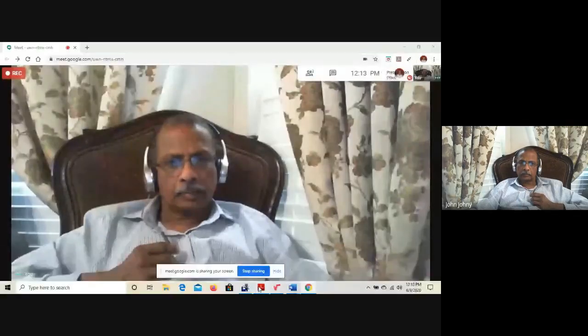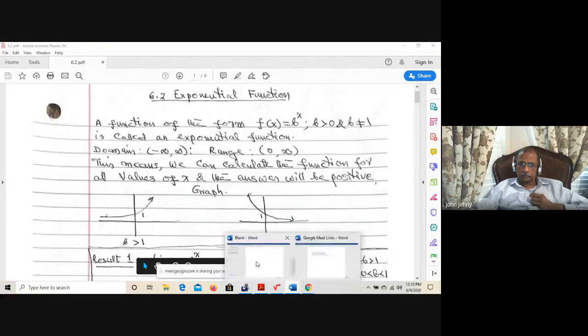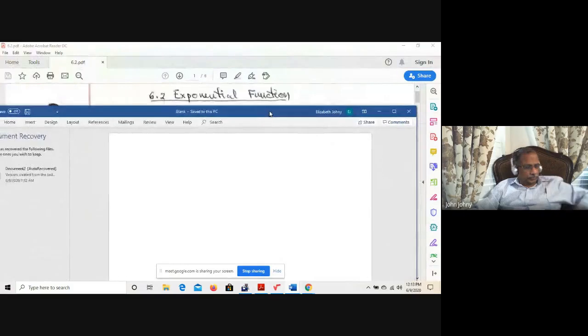Okay, we are going to start section 2 of chapter 6. I'm going to present my screen. Section 2 is exponential function.